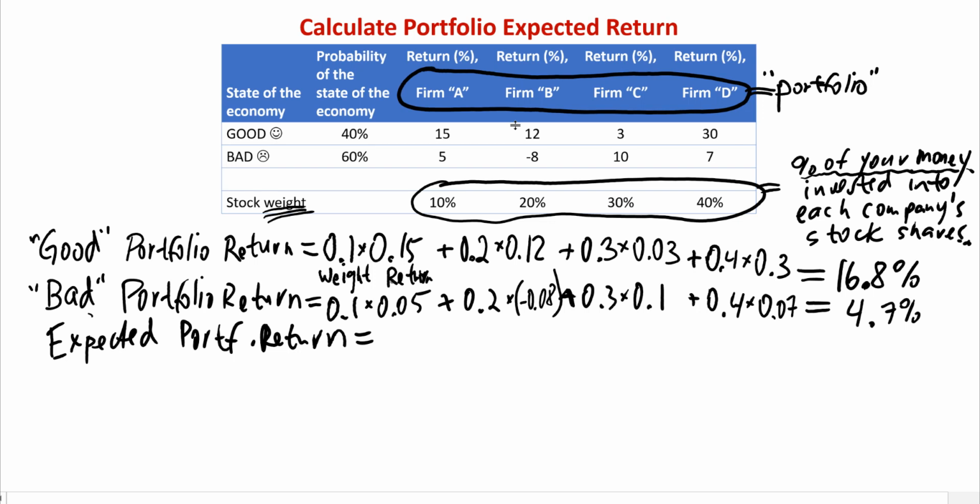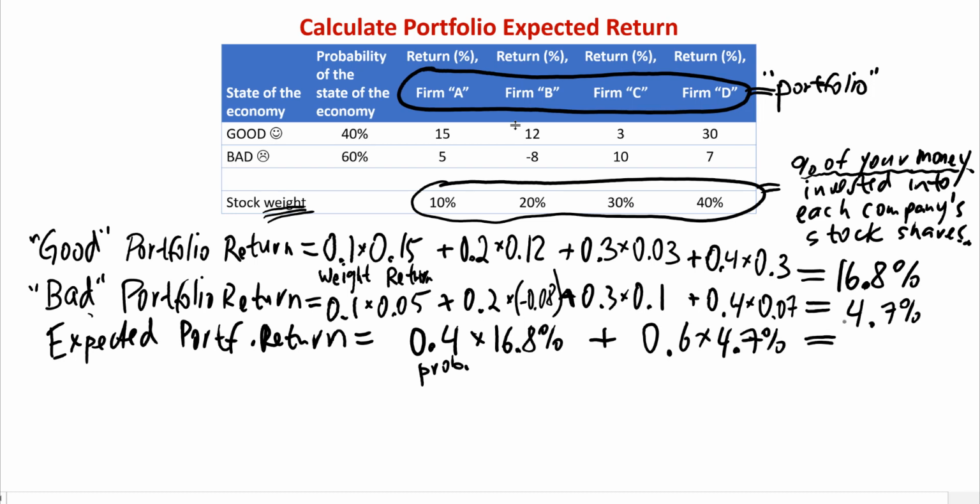where we take the probability of the good scenario, 0.4, we multiply by the return on the portfolio in the good scenario, 16.8%. And then we add the probability, right? These are probabilities, of the bad scenario, 0.6, multiplied by the return on the portfolio in the bad scenario, 4.7%. And this gives us the answer, 9.54%, rounded to 2 decimal places.